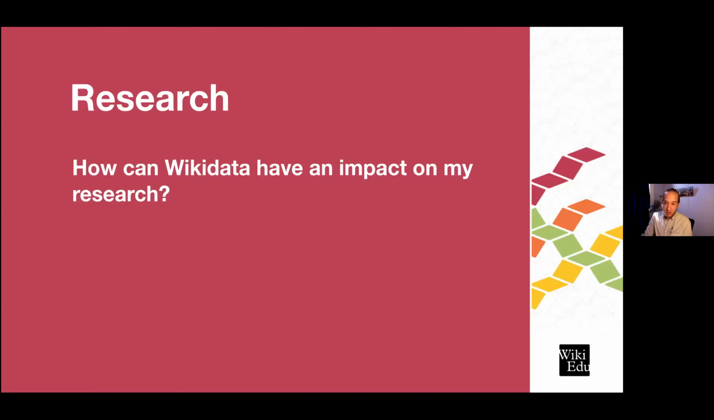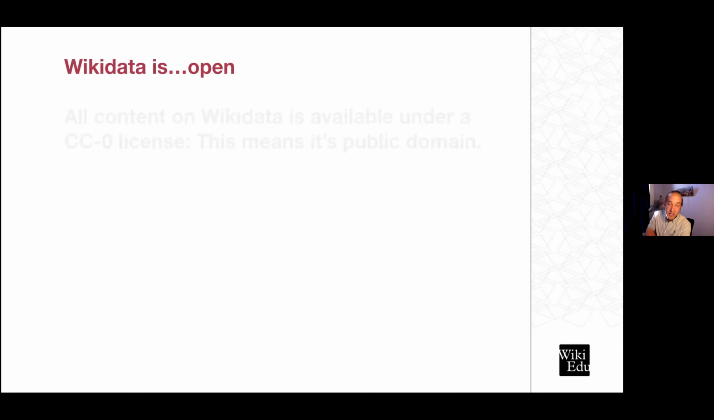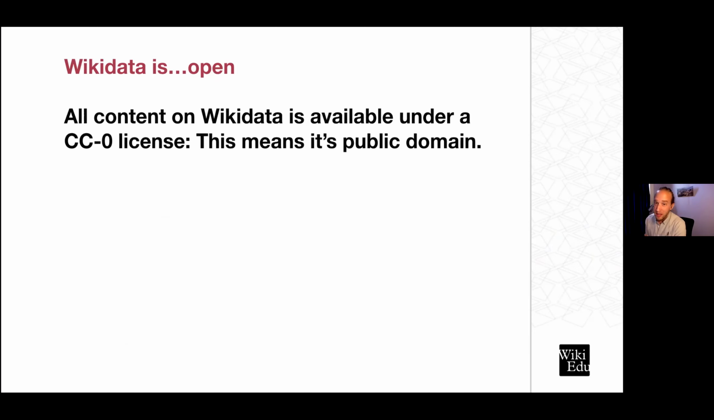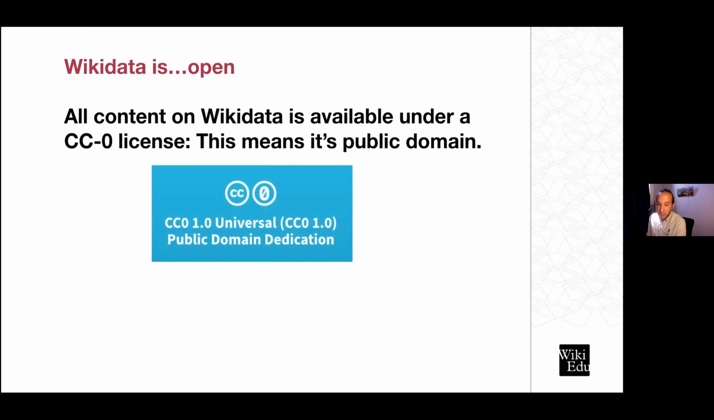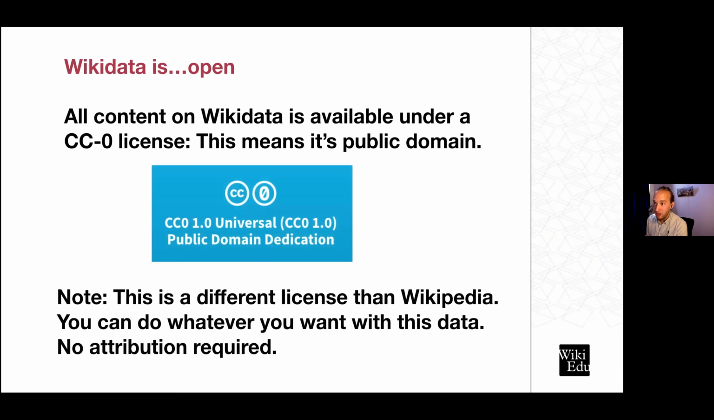So how does this impact research? Wikidata is open, so all content on Wikidata is available under a CC0 license. This means it's public domain, which means that you can use it for your research and you don't have to cite it. You can just use it as a data set and run algorithms through it. You can train artificial intelligence on it. You can select a little slice of data and keep it as yours. And it's worth noting that this is a broader license than Wikipedia, and it's less restrictive. So anything that exists on Wikidata is essentially yours.